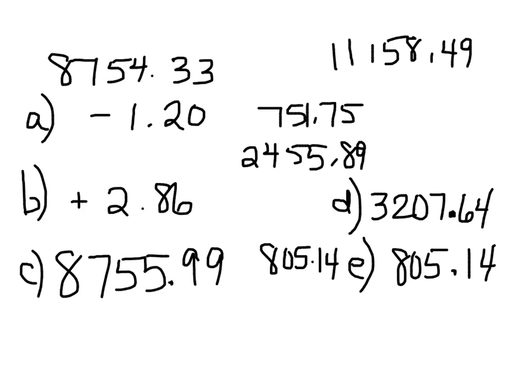Now, to find F. F is the adjusted balance, and here's what you do. You take the statement balance, that $11,158.49, minus out the checks and or payments and debits, and you add to it the deposits. So what's $11,158.49 minus $3,207.64 plus $805.14?